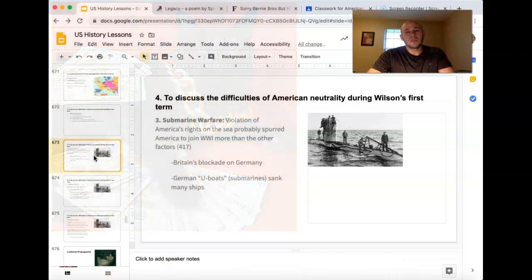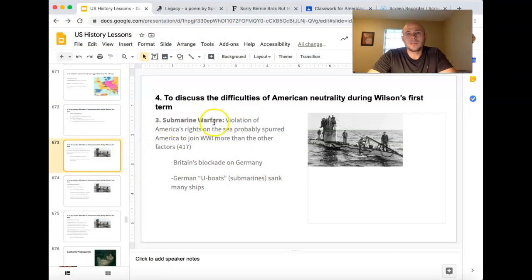The third thing, this is the most significant according to the book, and I'm inclined to agree, that the Germans kept violating America's rights on the sea, according to some anyway. And this really, even if you don't think America's rights were violated, it ticked off America enough to get us involved. So because Britain was blockading Germany, stopping them from getting goods.